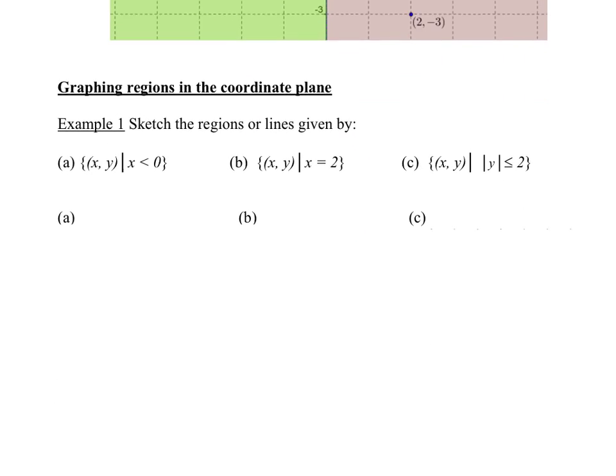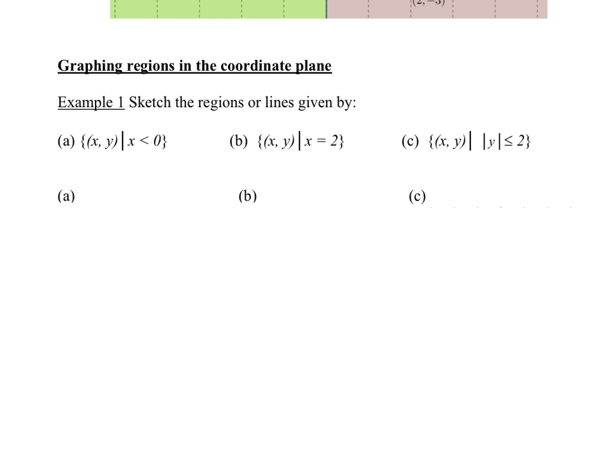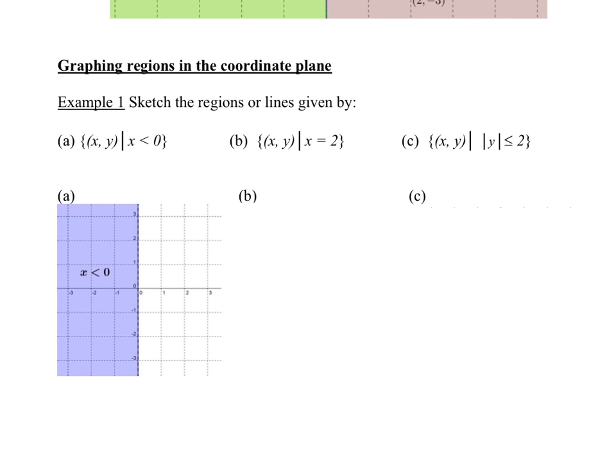So if we wanted to graph this area, the region x < 0, what we've got to do is graph the coordinate grid and just shade everything that's to the left of the y-axis, like so.